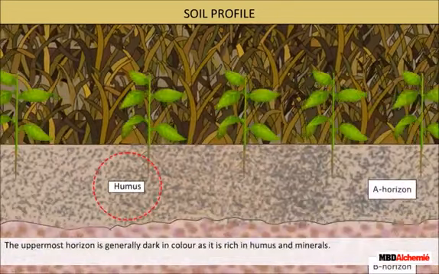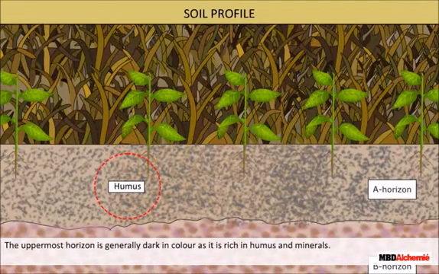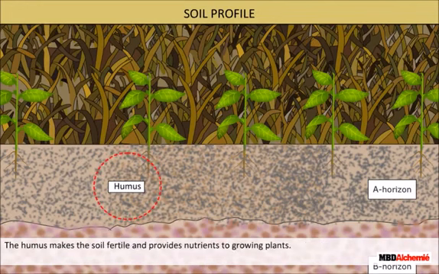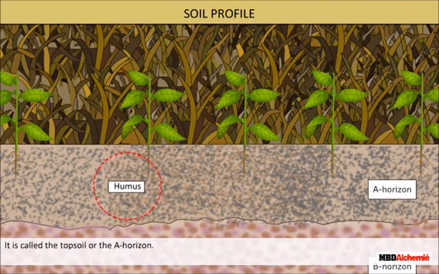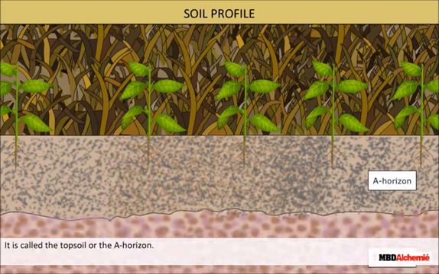The uppermost layer is generally dark in color as it is rich in humus and minerals. It is humus that makes the soil fertile and provides nutrients for growth. This layer is generally soft, porous, and can retain a lot of water. It is called the topsoil or the A horizon.